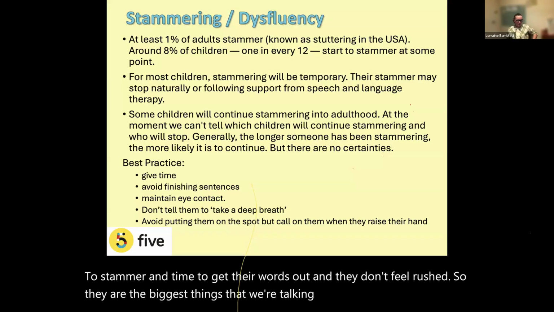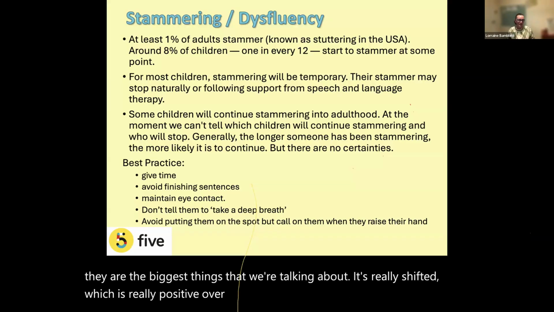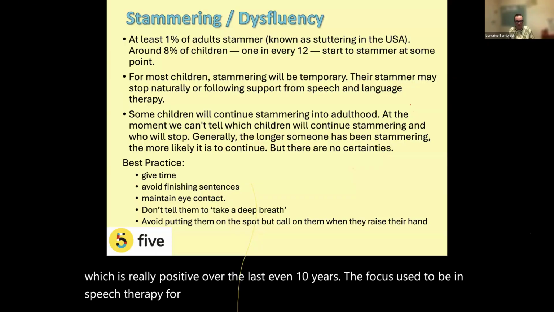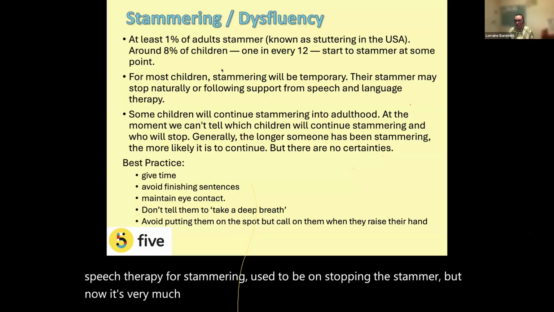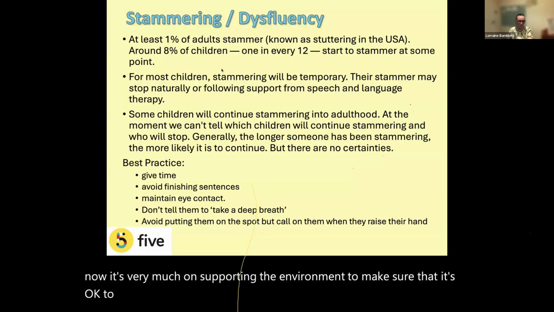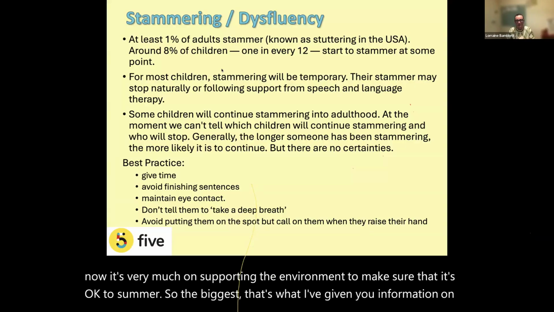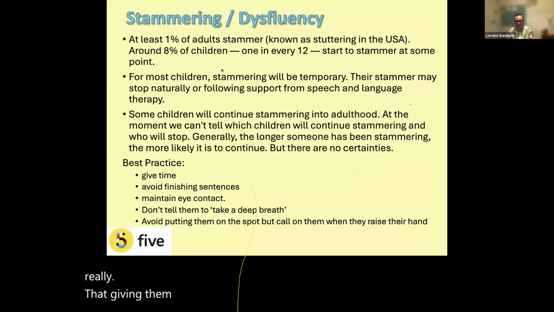It's really shifted, which is really positive over the last even 10 years. The focus used to be in speech therapy for stammering, used to be on stopping the stammer. But now it's very much on supporting the environment to make sure that it's okay to stammer. So that's what I've given you information on really. It's that giving them time to talk.